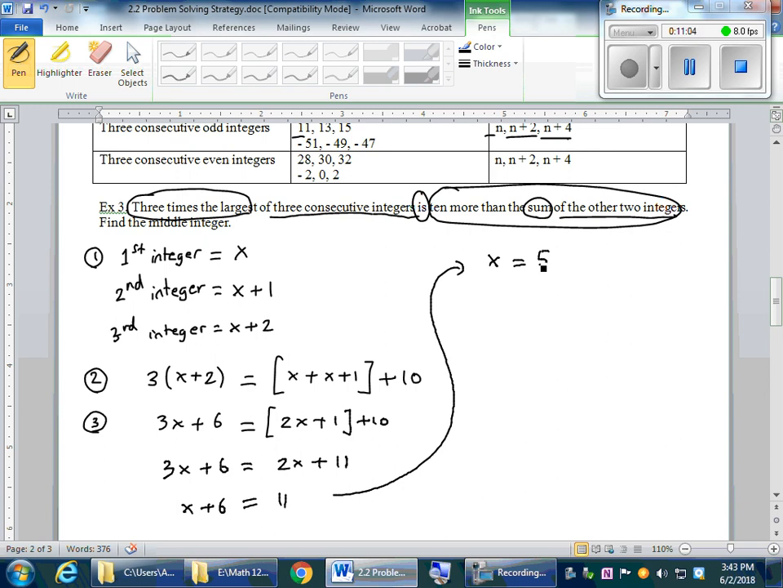Now interpreting. The question is asking for the middle integer. But x represents the very first one. So if you want the middle one, we need to substitute the value of x into the second integer. So now we know that our middle integer is 5 plus 1, which is 6. That will be our interpretation. So it is very important that you follow strictly this 4-step strategy.